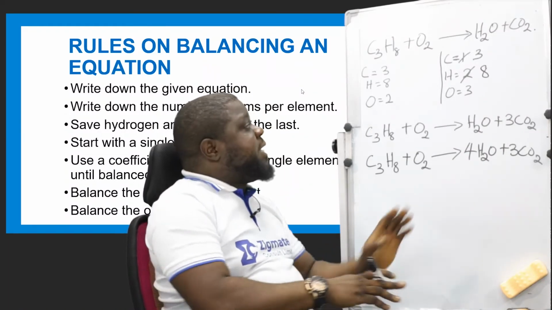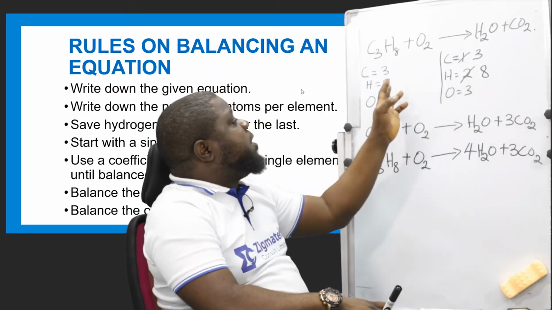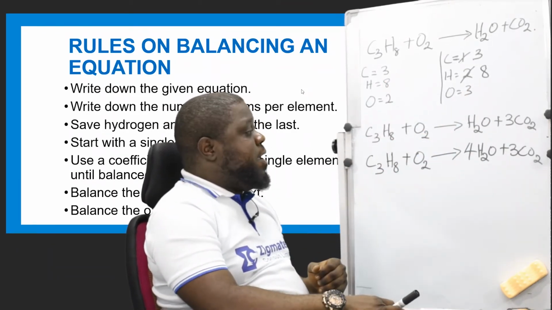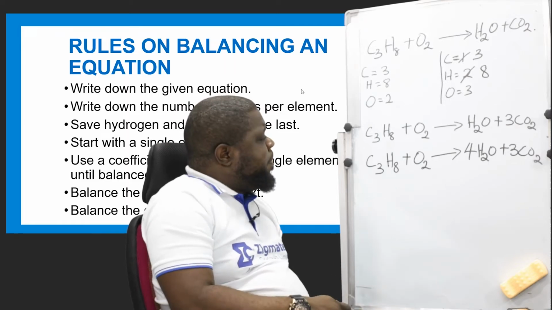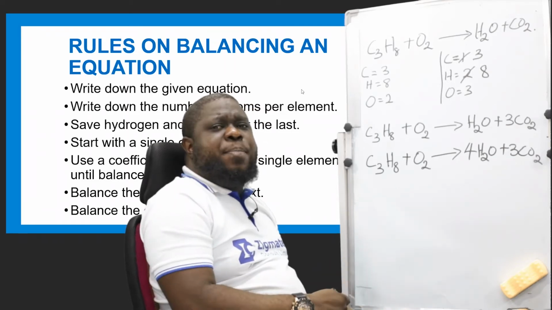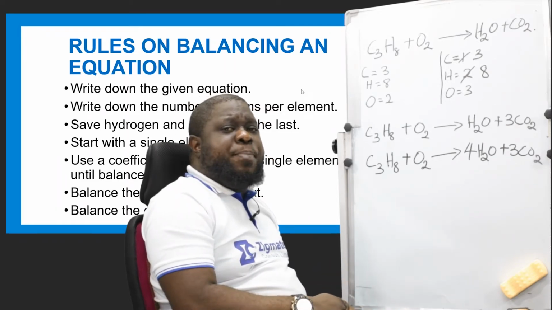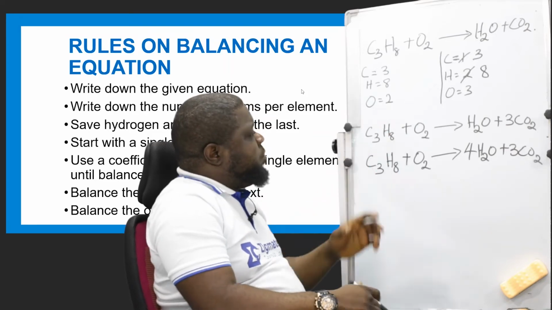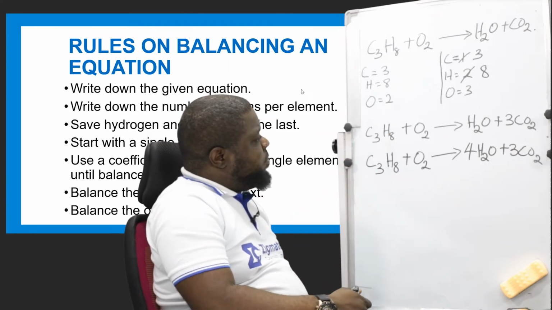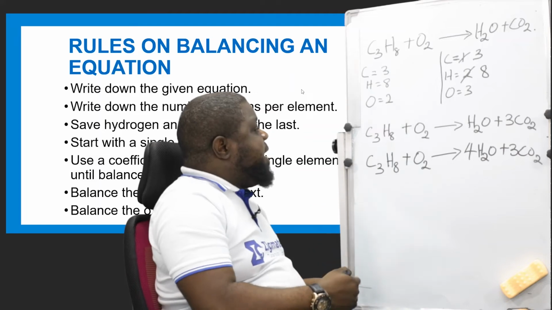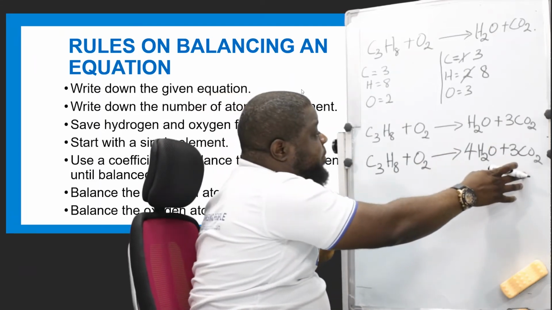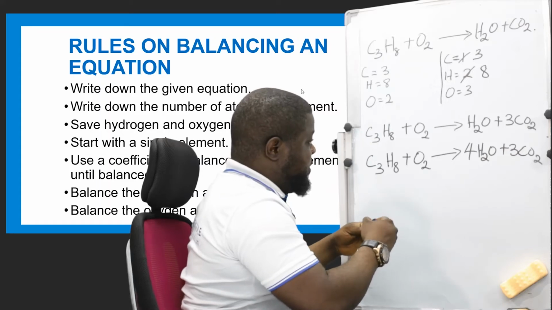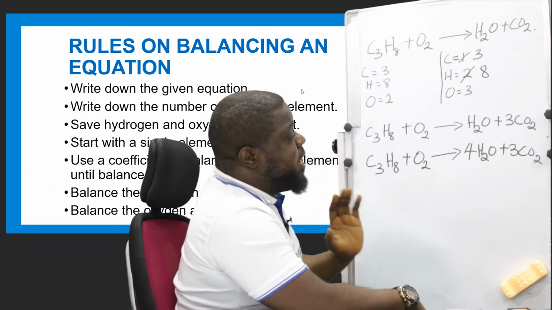So next, hydrogen is 8 here and hydrogen is 8 here. Why is it 8? 4 times 2 becomes 8. Now, they said balance the oxygen atom last. Now let's check. Oxygen here is 2. Oxygen here is 2. Now, let's calculate oxygen here.